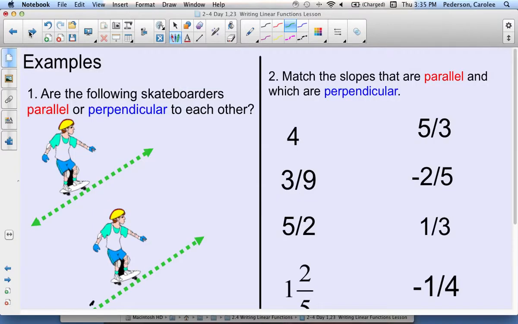Here's example 1. Are the following skateboarders parallel or perpendicular? So just ask yourself a quick question. If you answered parallel, you are correct. This line has the same slope as this one, so they are parallel.